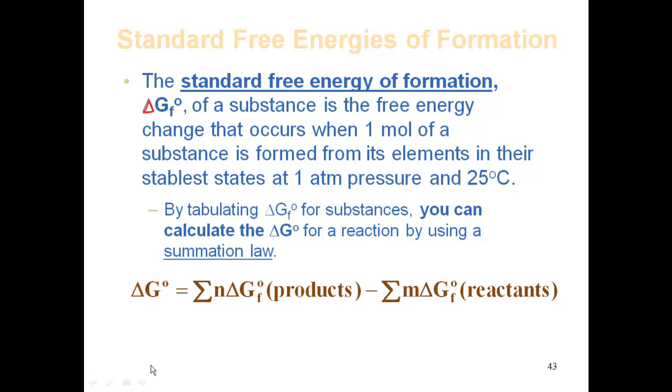By tabulating delta GFs for substances, we can calculate the delta G of reaction using the law of summations, just like we did with delta H's and also with entropies. Summations of your delta GFs, products minus that of your reactants. So we can calculate delta G using delta H and S data, or we can calculate delta G directly from delta GF data.